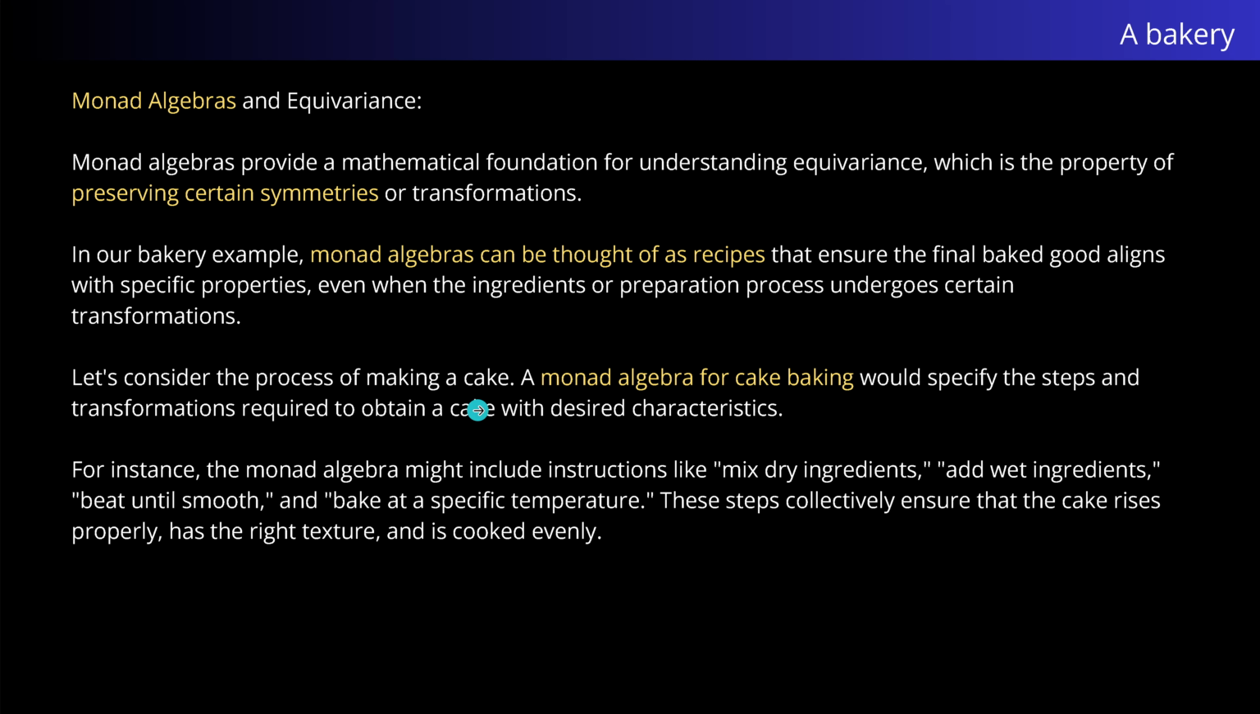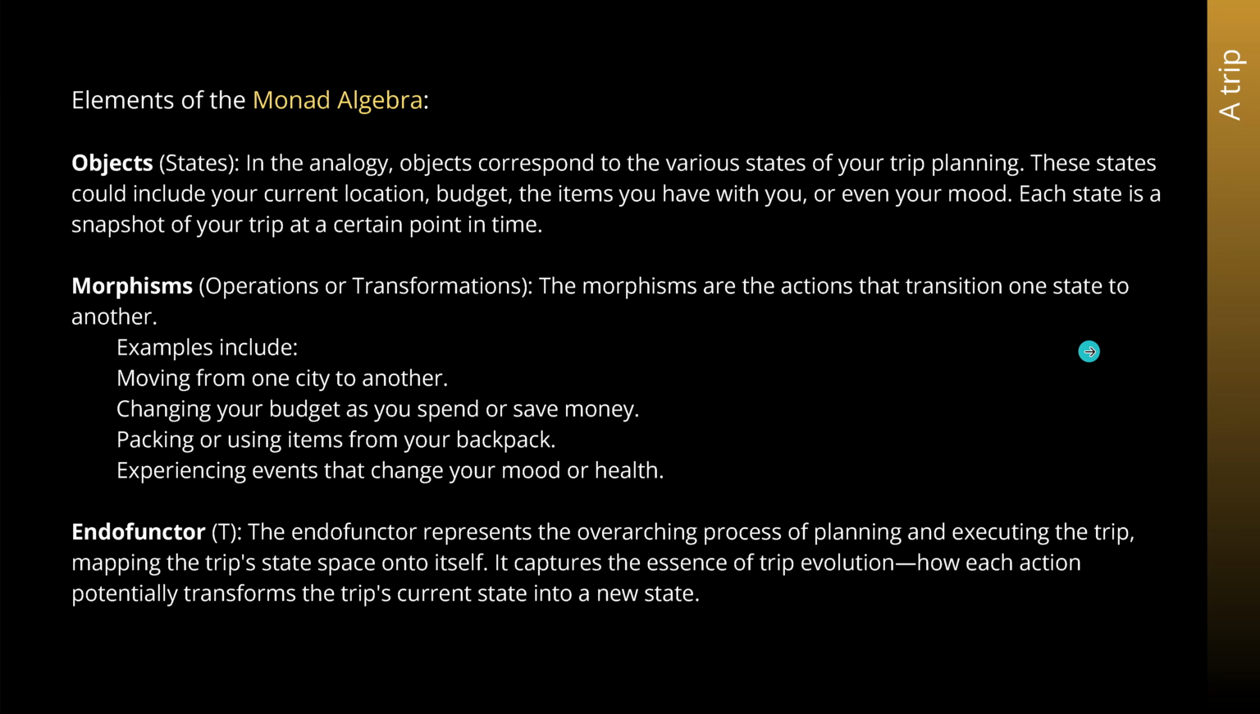So we make a cake and a Monad algebra for cake baking. This is a little bit strange if I read this, but it's just for demonstration purposes. This would specify the steps and the transformations required to obtain a cake with exactly the desired characteristics. Short example, beautiful. Okay, this specific algebra is a very general algebra, and we can use this in a wide variety of cases. Therefore, I have here three additional pieces of information for you if you're interested. If not, skip the next three elements.